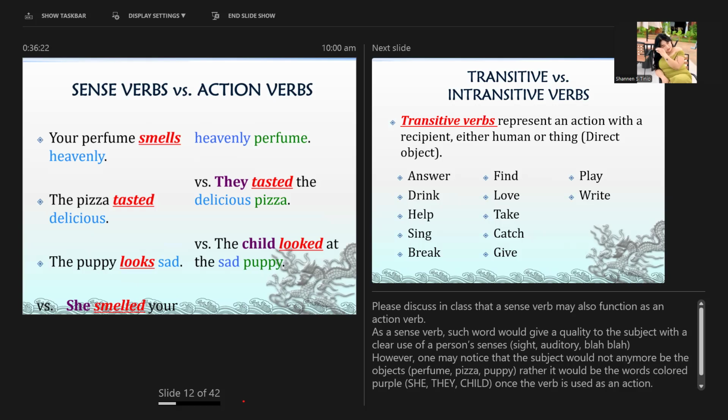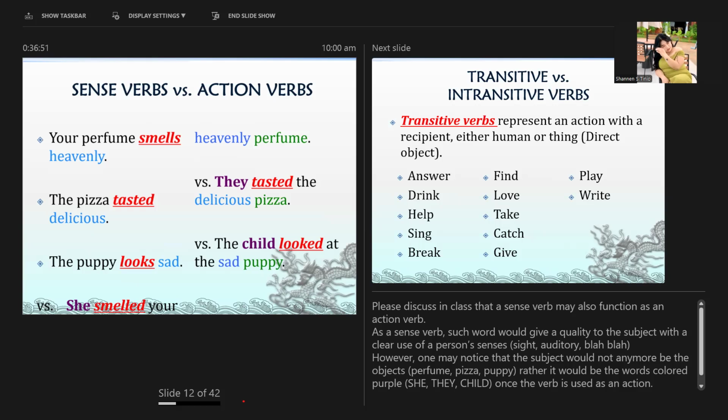Okay, another example is: the puppy looks sad. Mukha daw malungkot yung puppy. Okay, so: the child looked at the sad puppy. So yung word na look, yung verb na look, ginamit siya as action sa pangalawang sentence because we have the subject, which is the child, who did the action, which looked at the sad puppy.